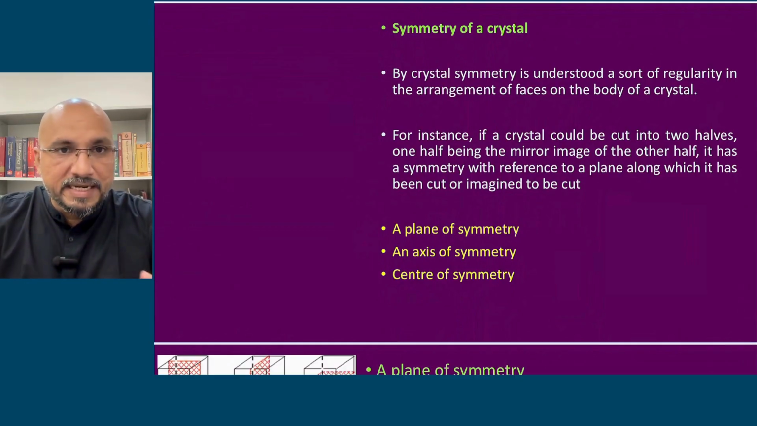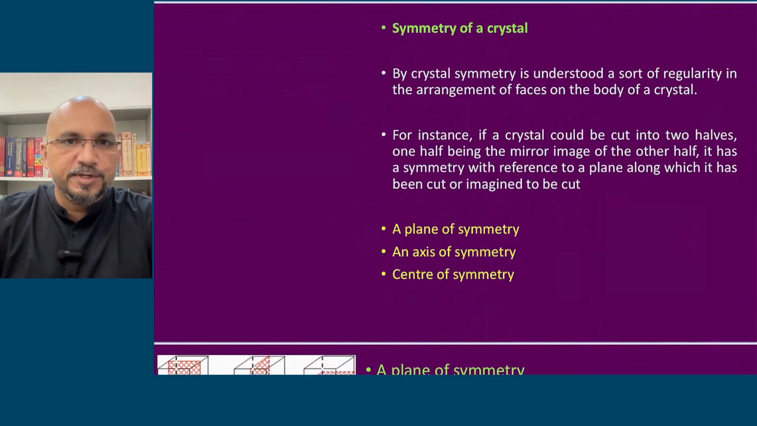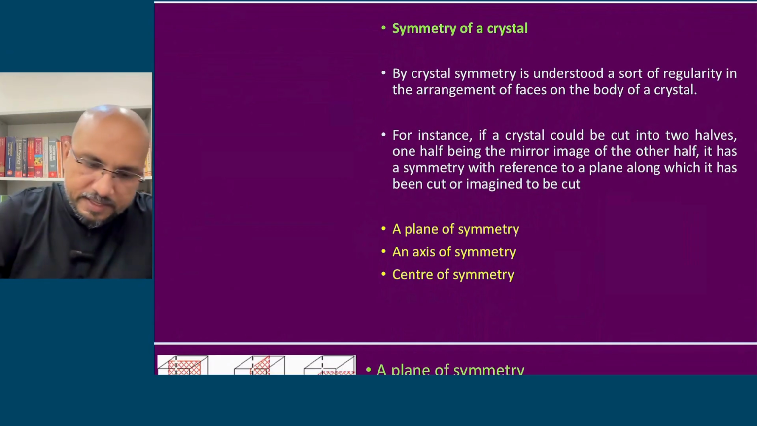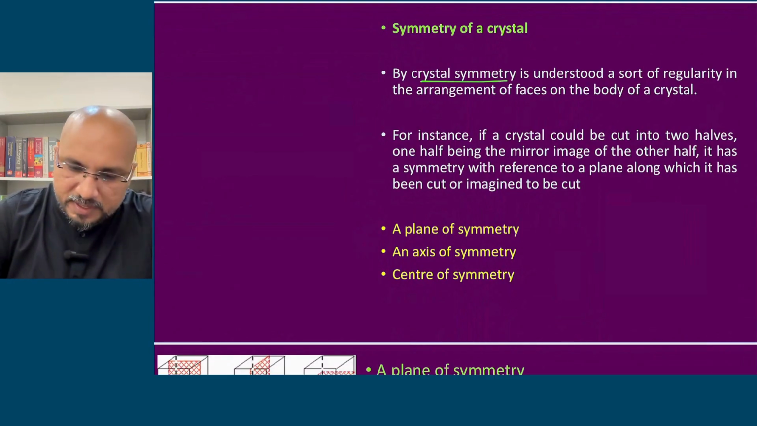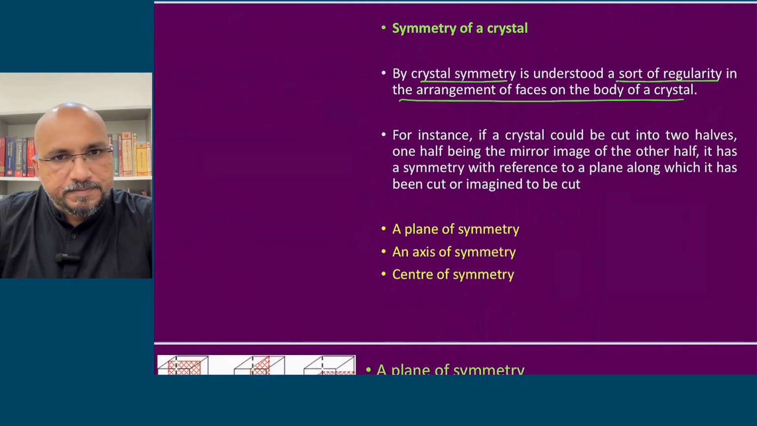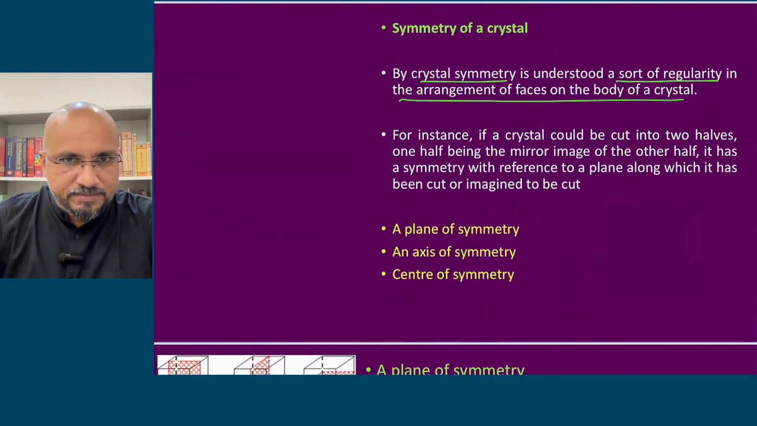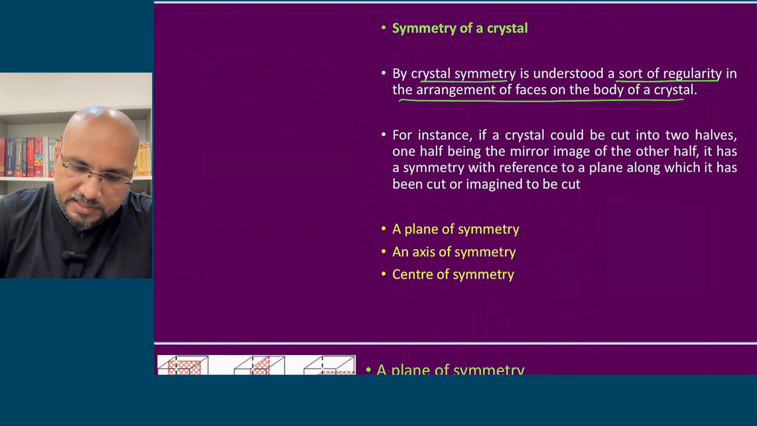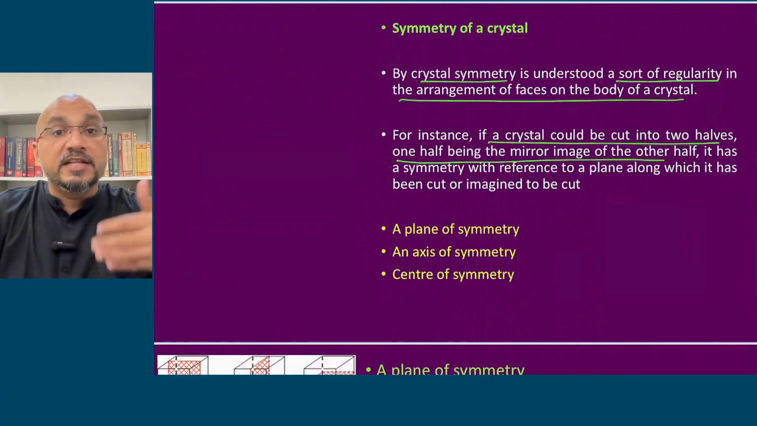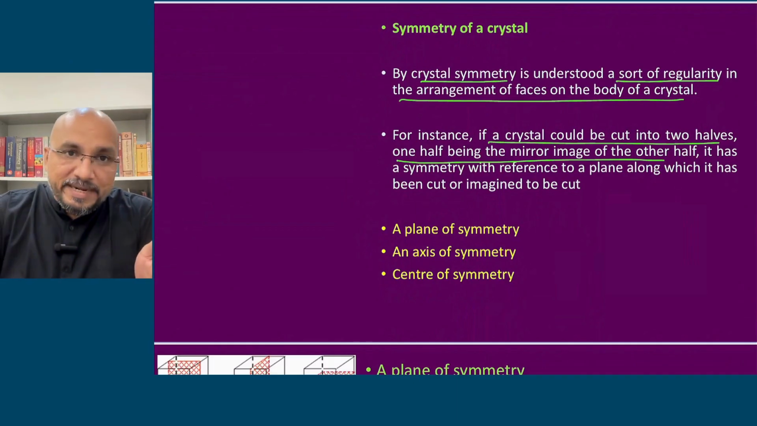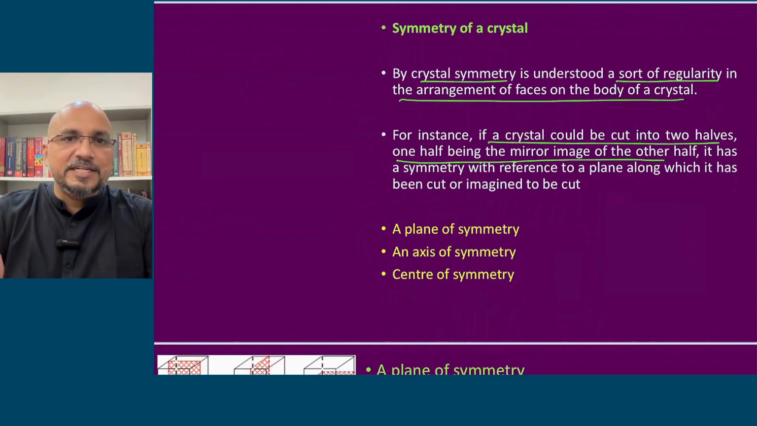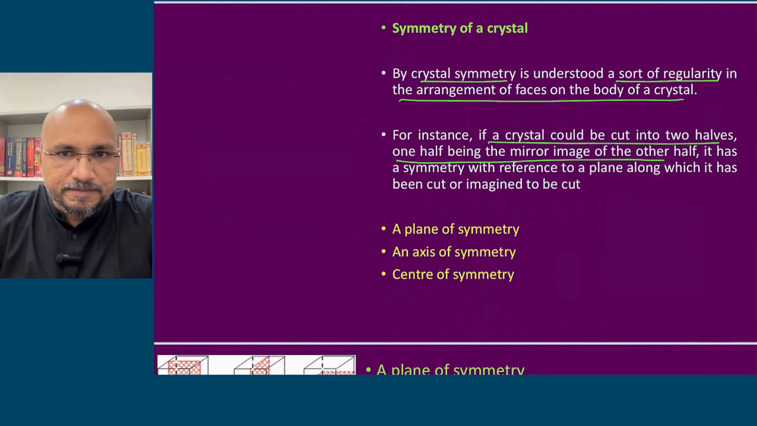So symmetry means there is some regularity in the arrangement of the faces on the crystal. By crystal symmetry, what do you understand by this term? There is a sort of regularity in the arrangement of faces on the body of a crystal. So we are trying to understand this regularity, repetition. For instance, if a crystal could be cut into two halves, one half being the mirror image of the other half, then there is symmetry. There is a plane which can divide the crystal exactly into two halves. So there is some symmetry here, right?